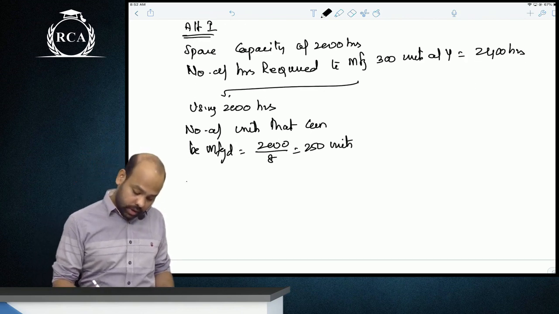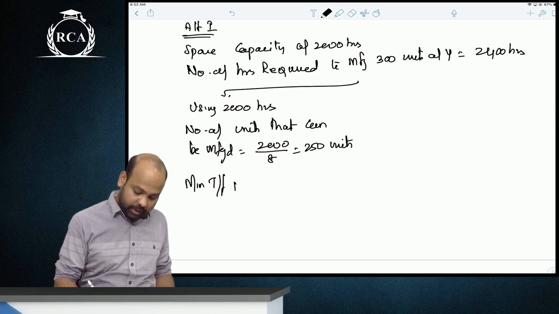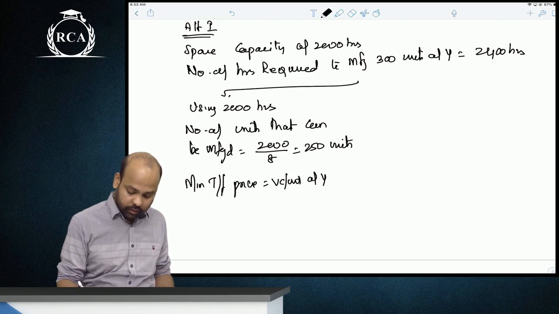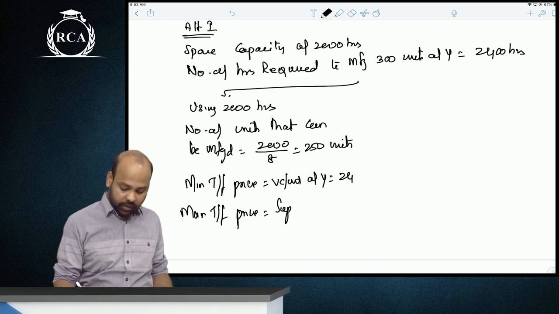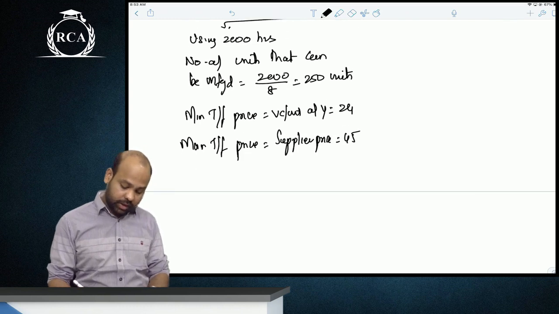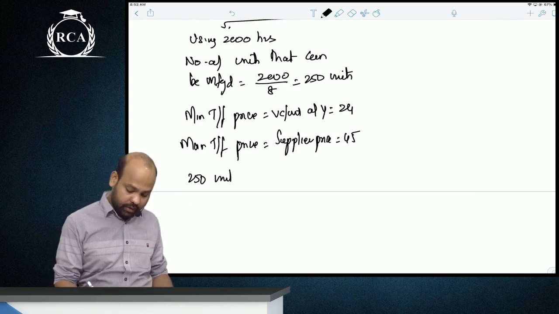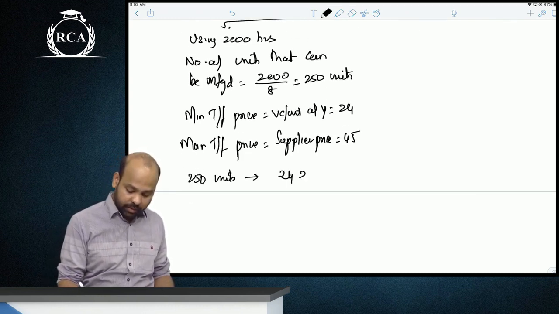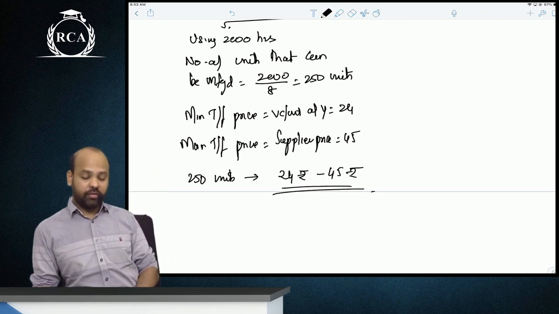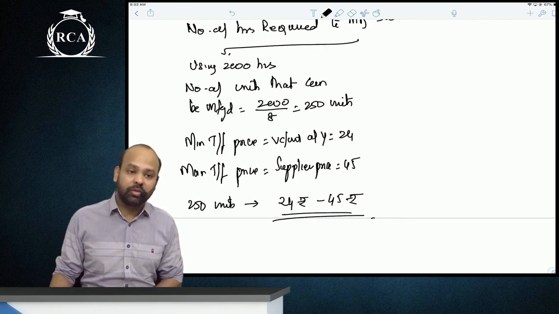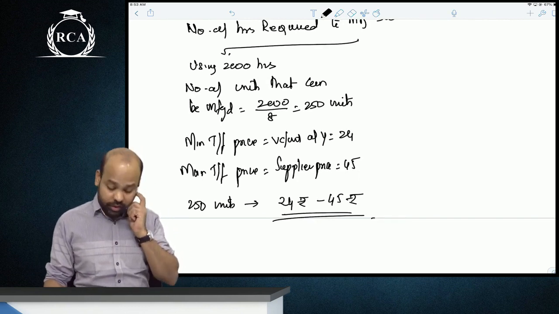Understood, sir? And here, beta, minimum transfer price should be the variable cost per unit of Y, because this is out of spare capacity, which is 24. Maximum transfer price would be your supplier price, which is 45 rupees. So for these 250 units, the range of transfer price is 24 rupees to 45 rupees.